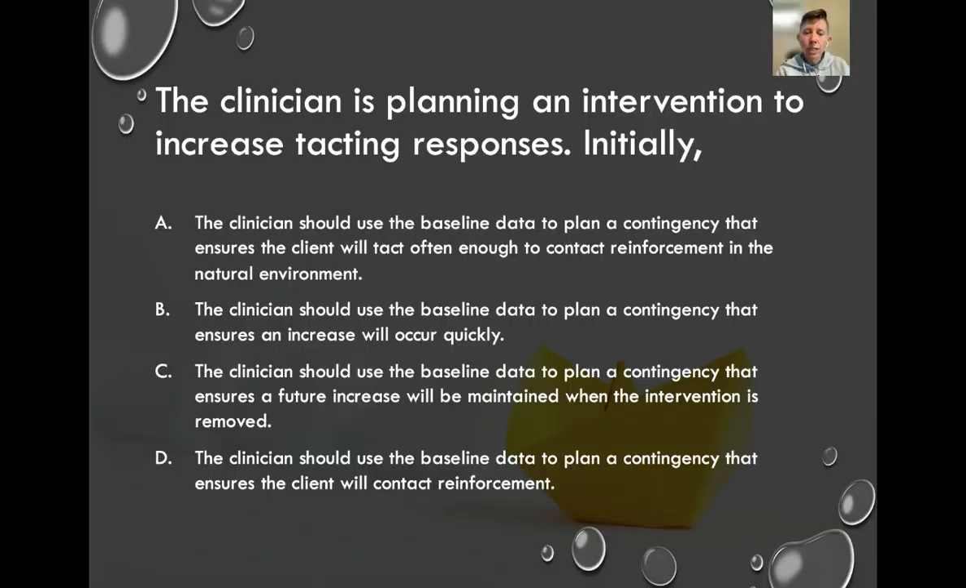D is the correct answer. So the clinician should use the baseline data to plan a contingency that ensures the client will contact reinforcement. And I'll tell you why this is the case.